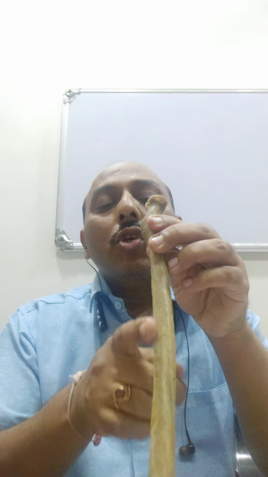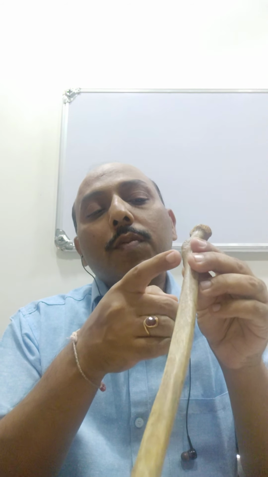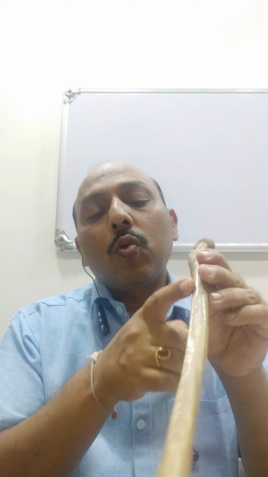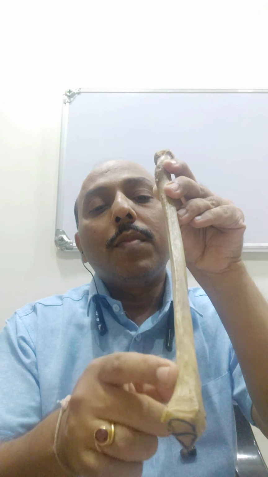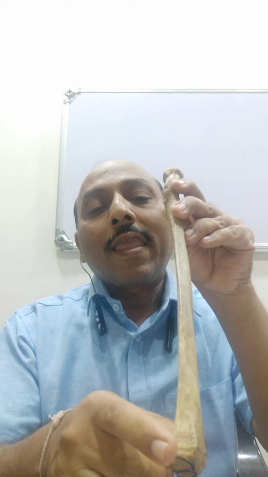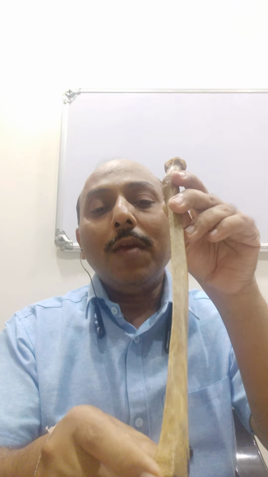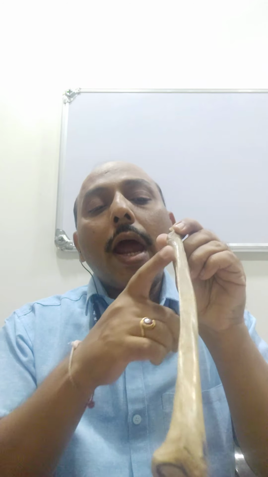Now the medial border is the sharpest one. It starts from the radial tuberosity, goes downward and forms the posterior margin of the ulnar notch. See, this is the ulnar notch and this is the medial border. Medial border forms the posterior margin of the ulnar notch. Okay, so the three borders of the shaft are anterior border, posterior border and medial border.